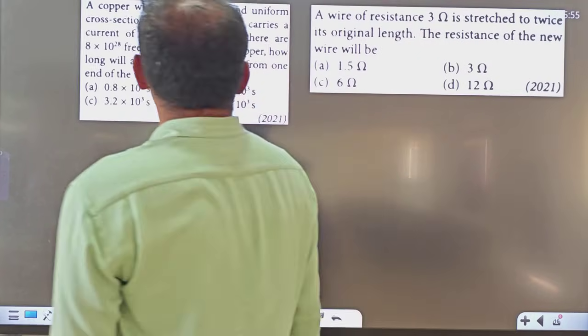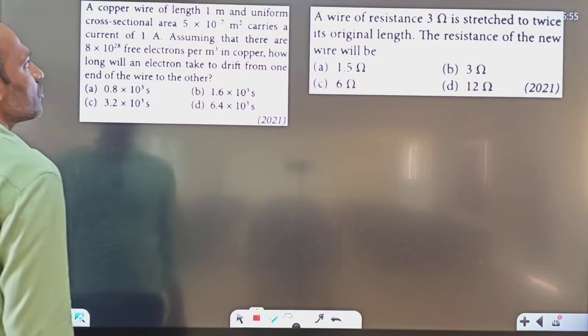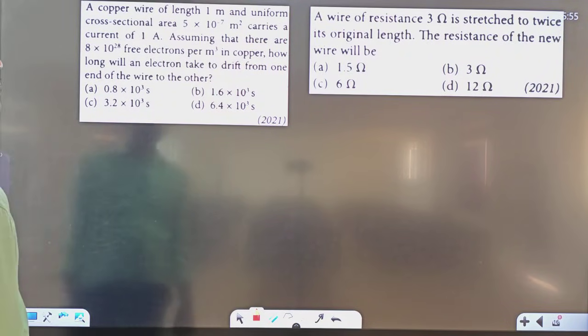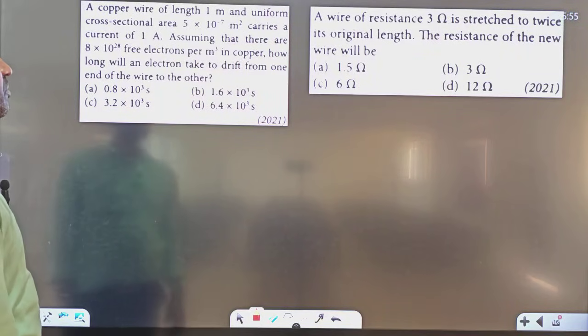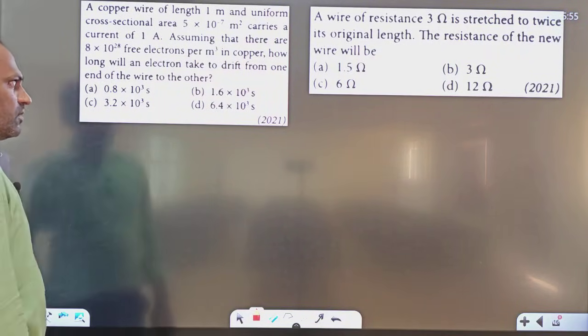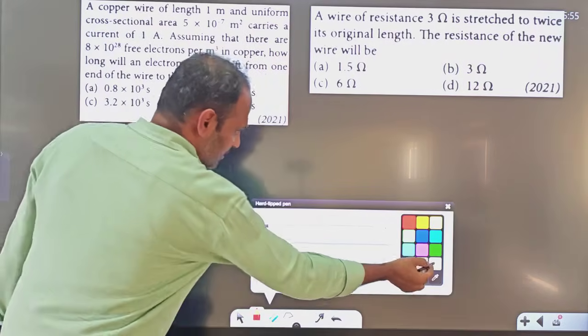A copper wire of length 1 meter and uniform cross-sectional area 5 into 10 to the power minus 7 meter square carries a current of 1 ampere. Assuming that there are 8 into 10 raised to 28 free electrons per meter cube in copper, how long will it take an electron to drift? They are asking us the time.